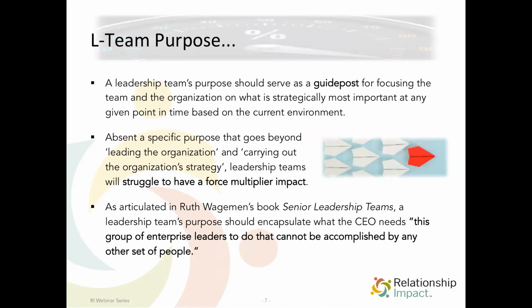Our view and our experience is that without having that guidepost or that rallying sense of purpose, it's very difficult for leadership teams to really come together and have that force multiplying impact beyond just what their normal functional roles might look like. And again, back to Ruth Wegman, she captures this very well.